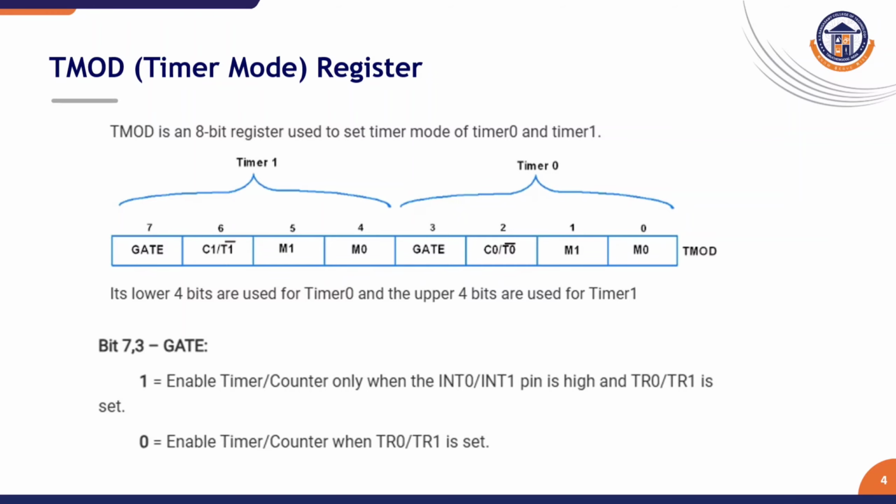Next is the TMOD register. The TMOD register is an 8-bit register used to set the timer mode of Timer 0 and Timer 1. Bits 7 and 3 are GATE. If bits 3 and 7 are 1, then the timer counter is enabled only when the INT0 or INT1 pin is high and TR0 or TR1 is set. If bits 7 and 3 are 0, then the timer counter is enabled when TR0 or TR1 is set.